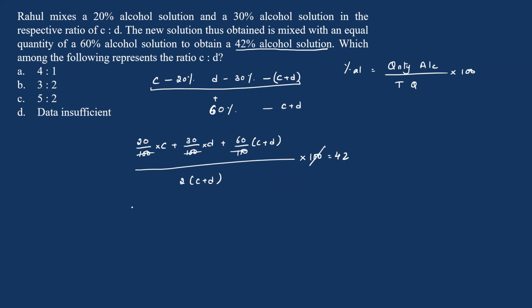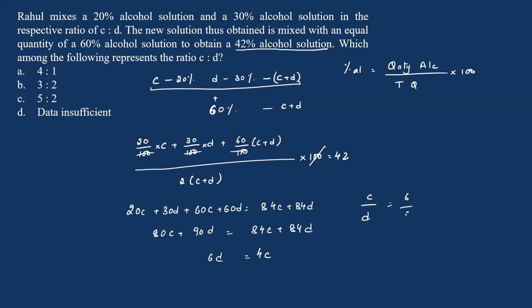Now, if you observe, this 100 can be taken common. So effectively, what do we have here, guys? We have 20C plus 30D plus 60C plus 60D is equal to 84C plus 84D. So we have 80C plus 90D is equal to 84C plus 84D. Or we have 4C is equal to 6D. Now the question is asking which of the following represents C is to D. C is to D will be 6 by 4, which is equal to 3 by 2.